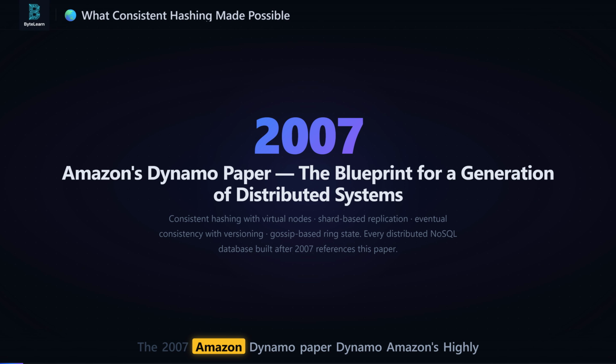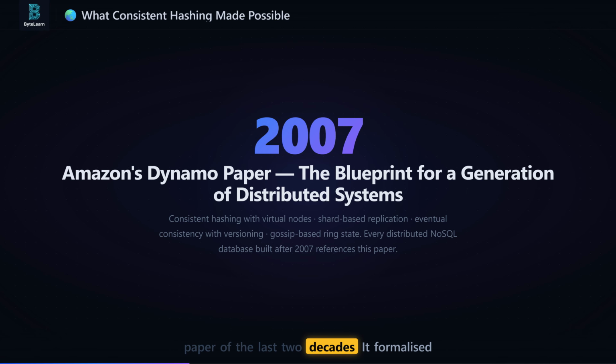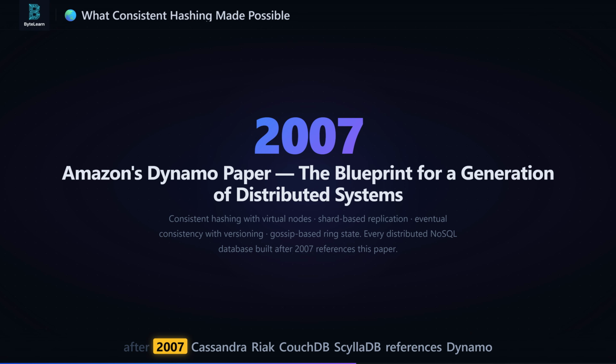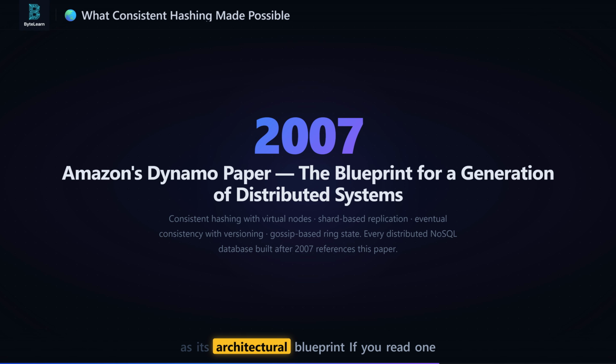The 2007 Amazon Dynamo paper, Dynamo, Amazon's highly available key value store, is the most influential systems paper of the last 2 decades. It formalized consistent hashing with virtual nodes, quorum-based replication, and gossip-based ring state management. Every distributed database built after 2007, Cassandra, Riak, CouchDB, ScyllaDB, references Dynamo as its architectural blueprint. If you read one systems paper before a distributed systems interview, make it Dynamo. The link is in the description.